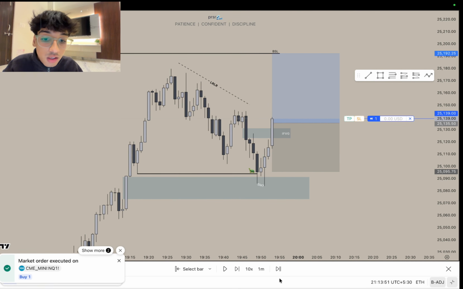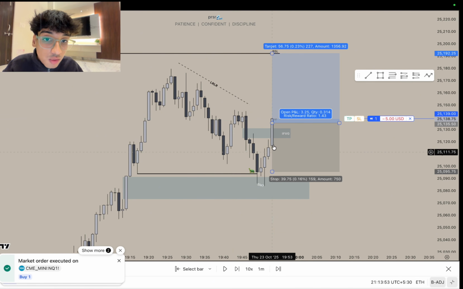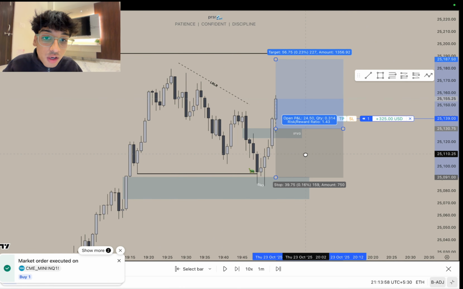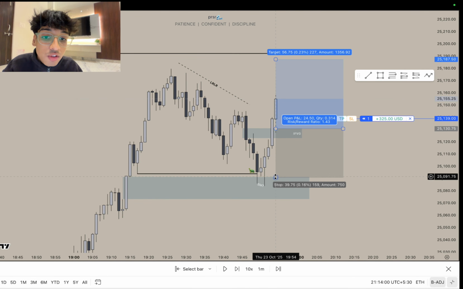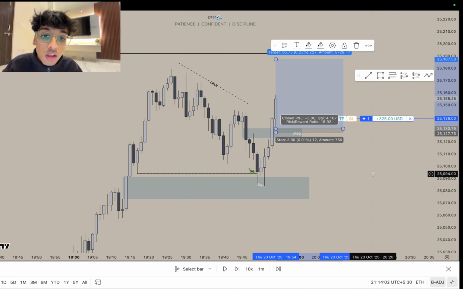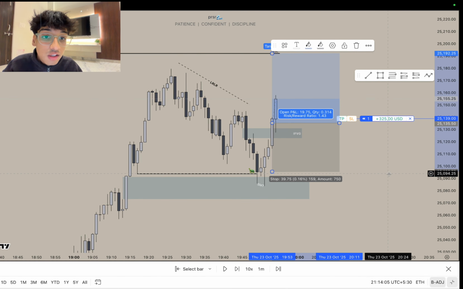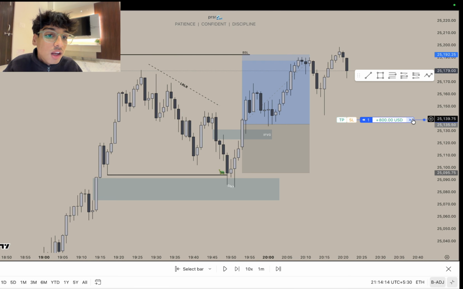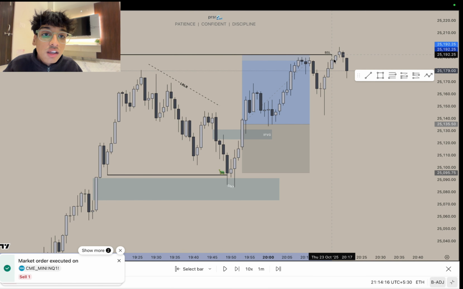I took my entry, and after that we ended up rebalancing back to this inversion. If you wait for it, this is also a good precise entry in which you get a better risk to reward. But yeah guys, it doesn't really matter so much. After that we are just waiting, just dancing right here, and then we ended up sweeping that buy side liquidity right here.